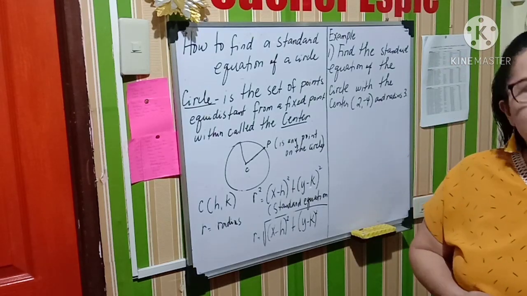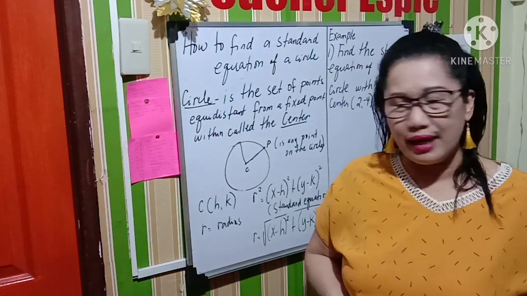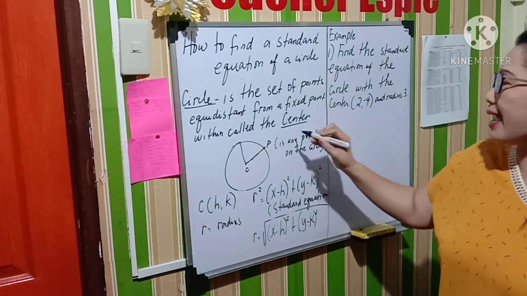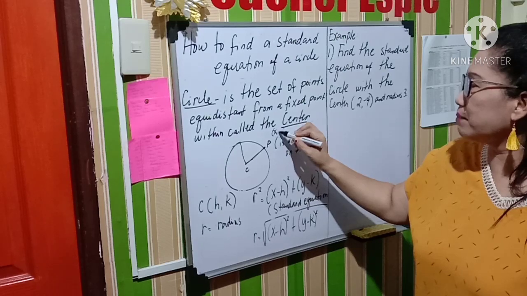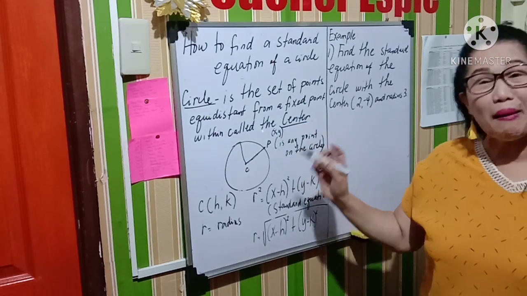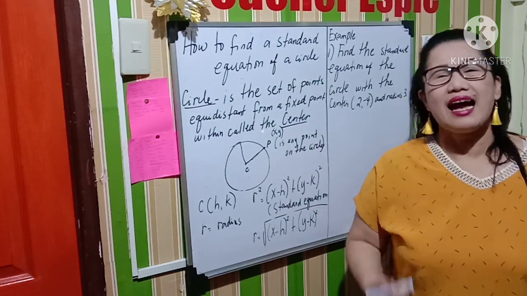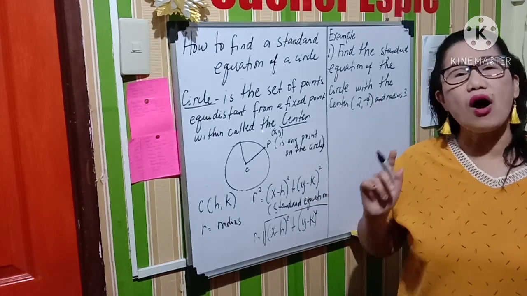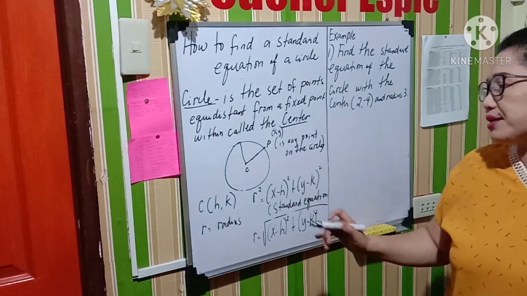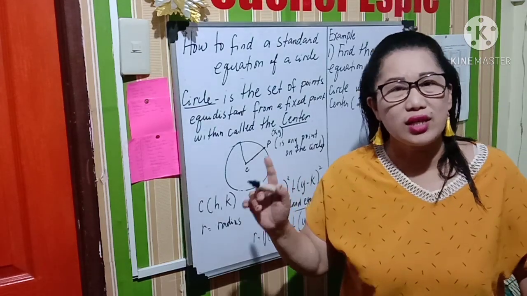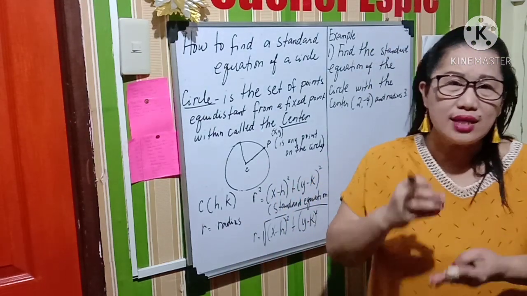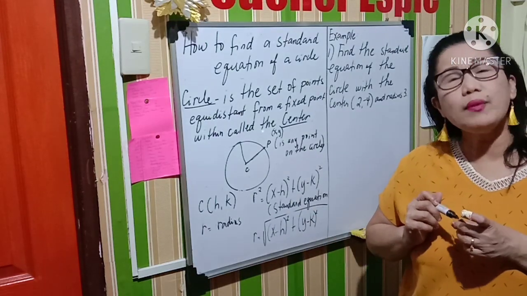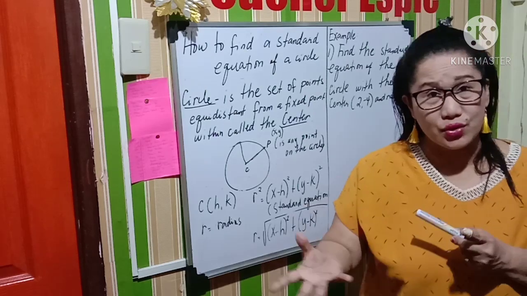And a center has H and K. It means to say, if you have your point, a point has X and Y. Ang unang number ay tinatawag natin na X, ang pangalawang number ay tinatawag natin na Y. And if we are talking about a center, it has a point H and K. It means to say, H is the first number, K is the second number. And we will be using R as the radius, right?